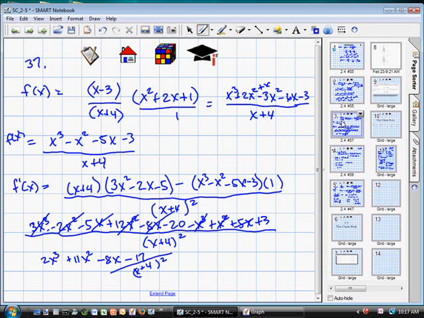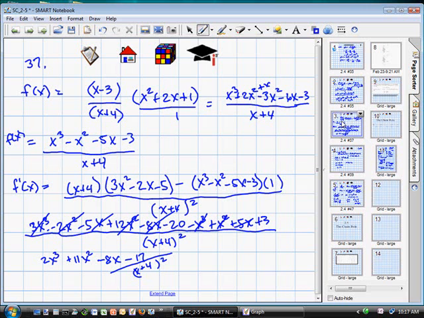X cubed plus 2x squared plus x minus 3x squared minus 6x minus 3. Put that numerator together: X cubed minus 1x squared minus 5x minus 3, all over... Okay. Now I got it down to one thing over another. Now I can do the quotient rule. Derivative: denominator times derivative of numerator minus numerator times derivative of denominator over denominator squared.